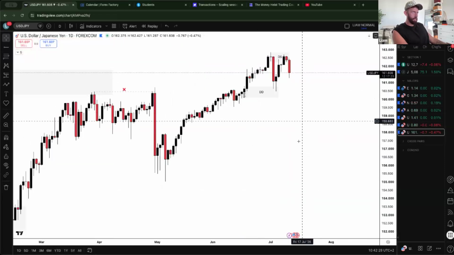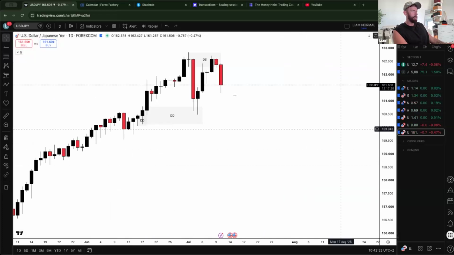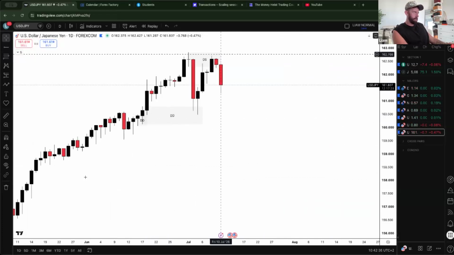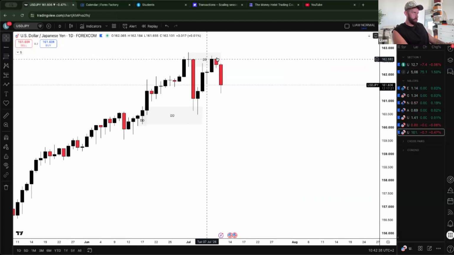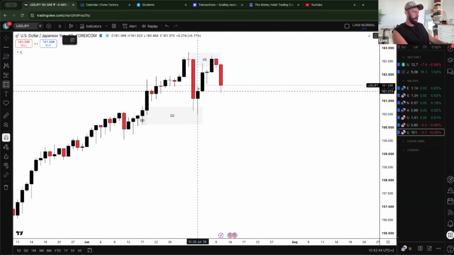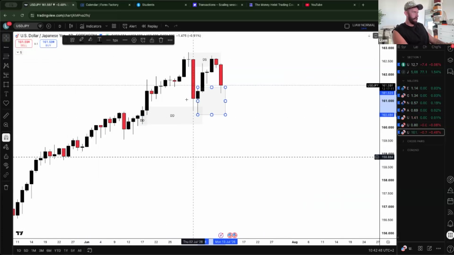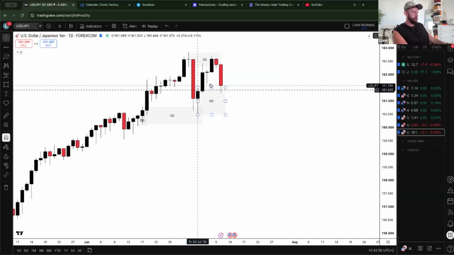Let's have a look at the daily first. You can see it reacted from this daily demand, we've been extremely bullish, but then we discussed this daily supply. We've had a beautiful reaction as well. Market has stalled a little bit here, and this is our next daily demand area. You can see that imbalance above there as well.